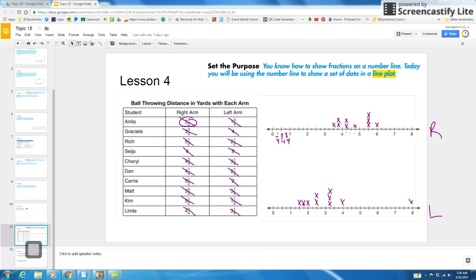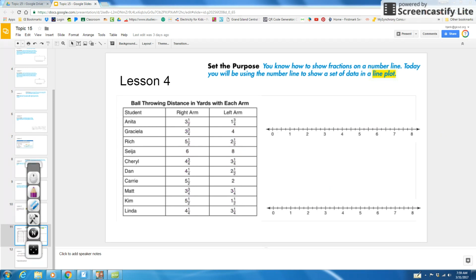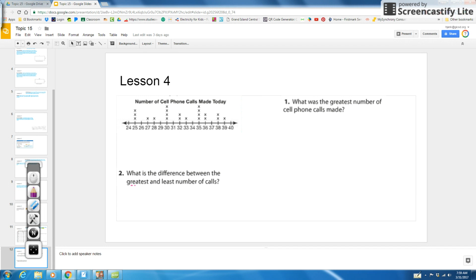And that's just how you plot. So you just take your information. Sometimes you have to create your number line. Sometimes it will be given. But all it is you're just taking that information and placing it above the lines where it needs to go on that number line. Now let's take a look on our next slide on what you would need to do if you needed to use that information.